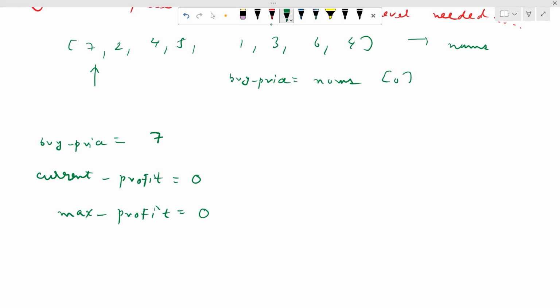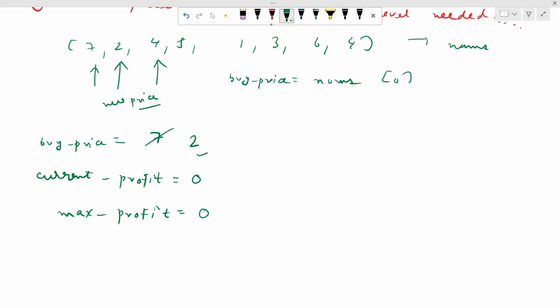Now, when we move to 2, now this is our new price. Since there is this condition, when we need to update our buy price, when new price is less than that of the buying price, right? So we'll update this to 2. Now we'll check. Now we'll again increment our pointer to this, and our buying price will remain as it is, right?